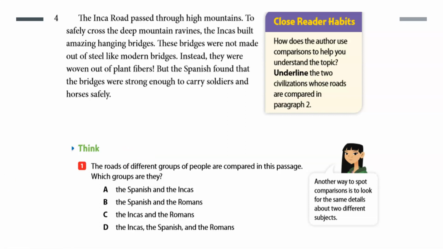The first question asks you, the roads of different groups of people are compared in this passage. Which groups are they? Are they the Spanish and the Incas? The Spanish and the Romans? The Incas and the Romans? Or the Incas, the Spanish, and the Romans?